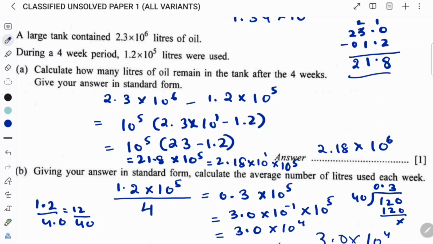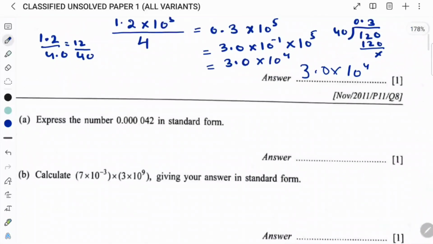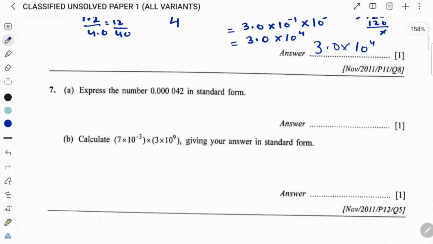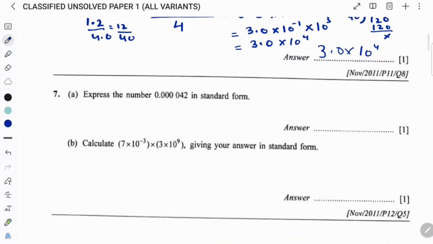All right, now move to the next one. Question 7. 0.00 means negative power. Check how many zeros are there: 1 2 3 4, and at the fifth place you have the number digits. So 4.2 into 10 to the power minus 5.